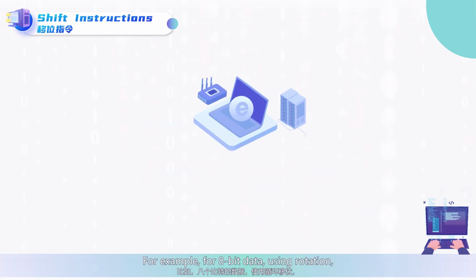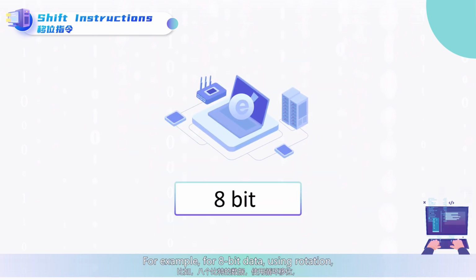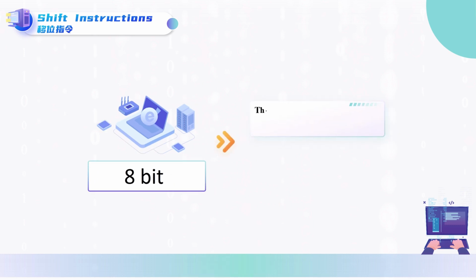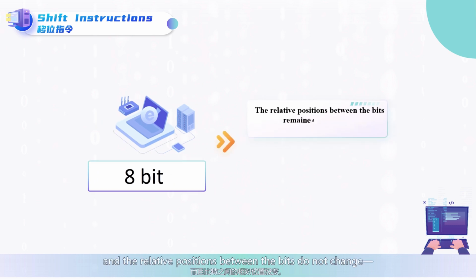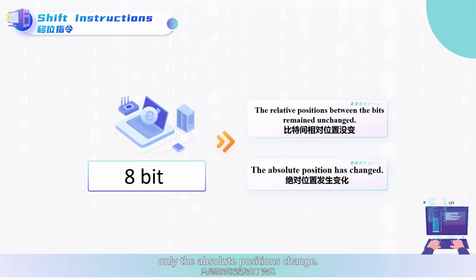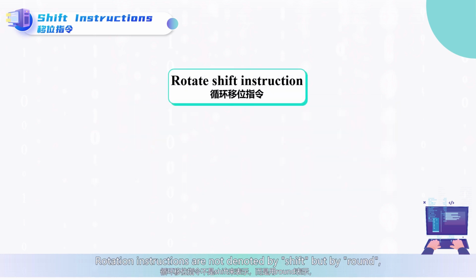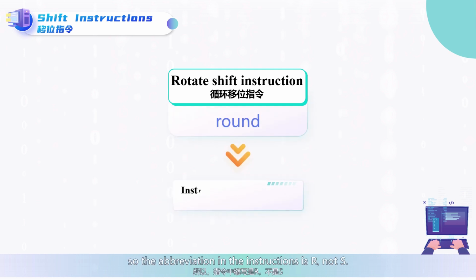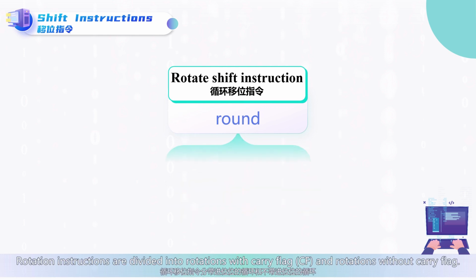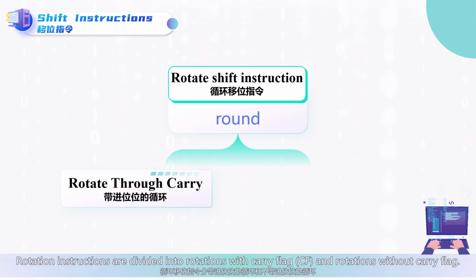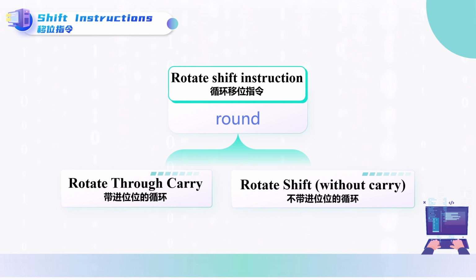For example, for 8-bit data using rotation, all 8 bits remain, and the relative positions between the bits do not change. Only the absolute positions change. Rotation instructions are not denoted by shift, but by round, so the abbreviation in the instructions is R, not S. Rotation instructions are divided into rotations with carry flag CF and rotations without carry flag.